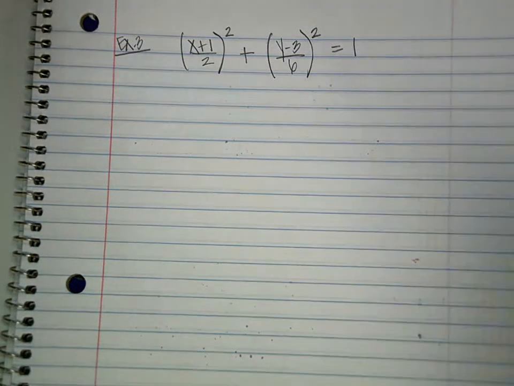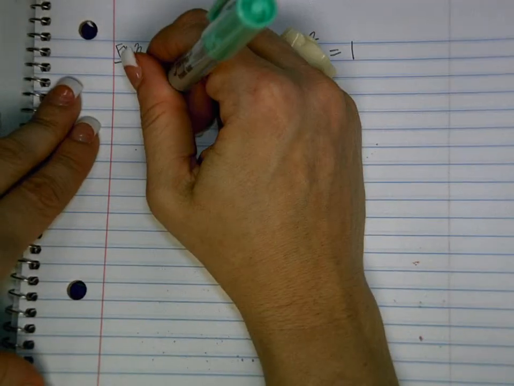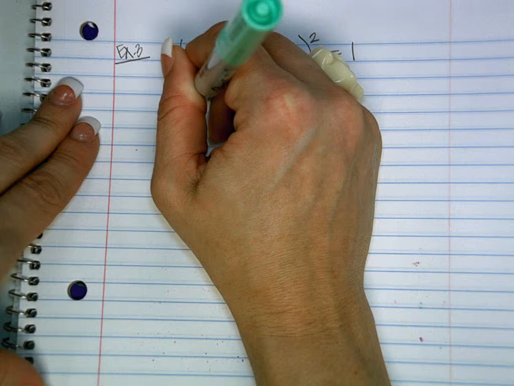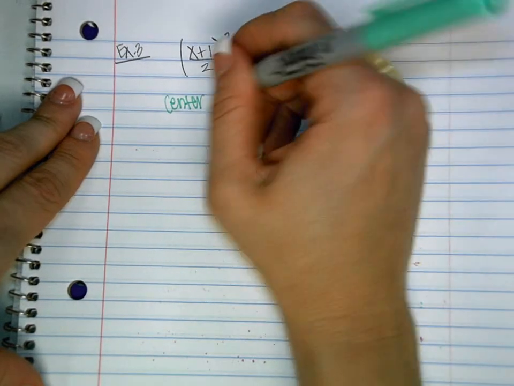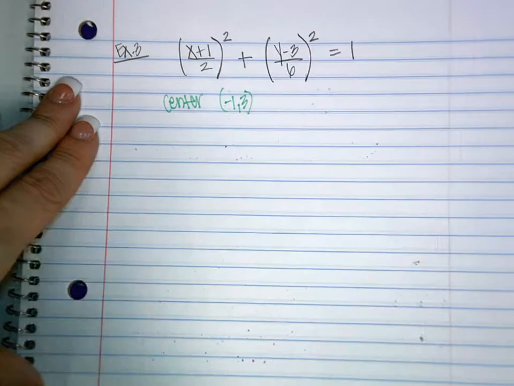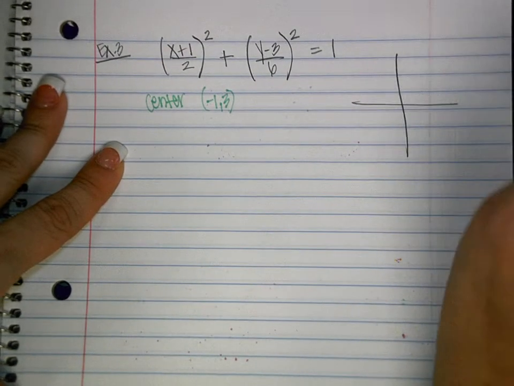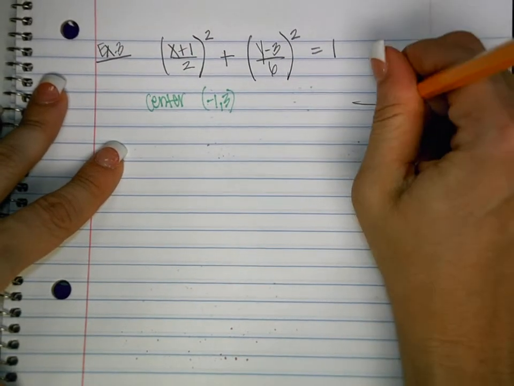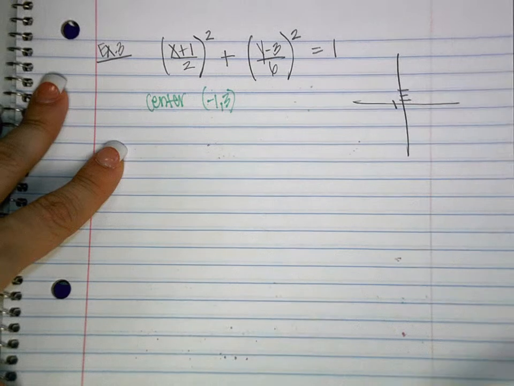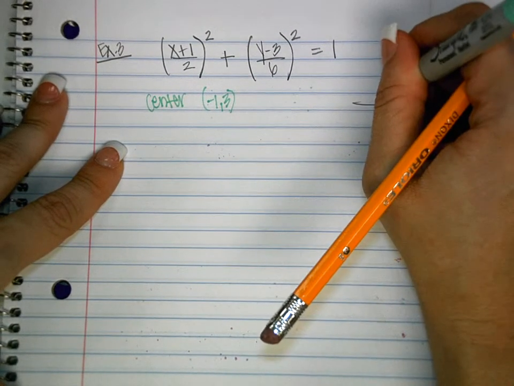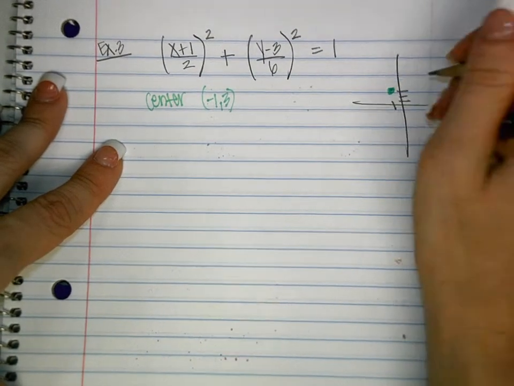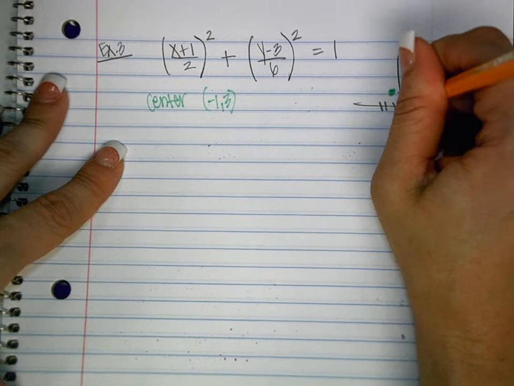So when you do this one, what is the center going to be? Negative 1, 3. This changes nothing about the center. So negative 1, 3. Nothing changes on the center. But what does change is your sketch. Okay, so negative 1, up 3. That's your center.